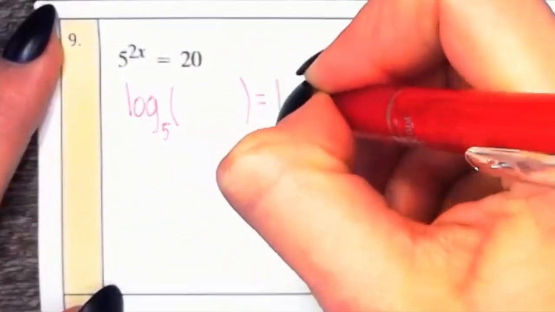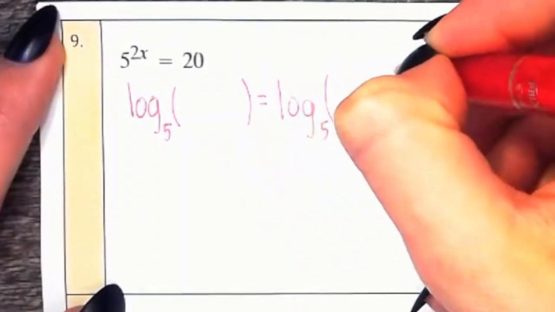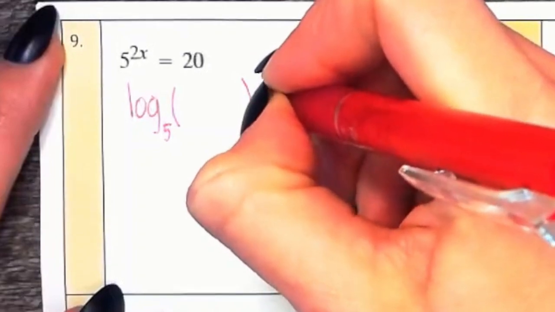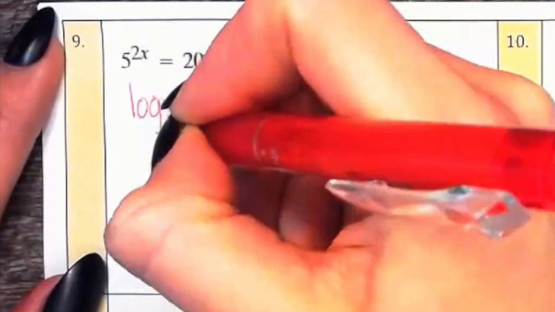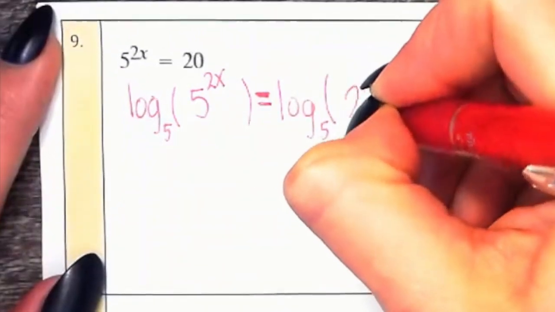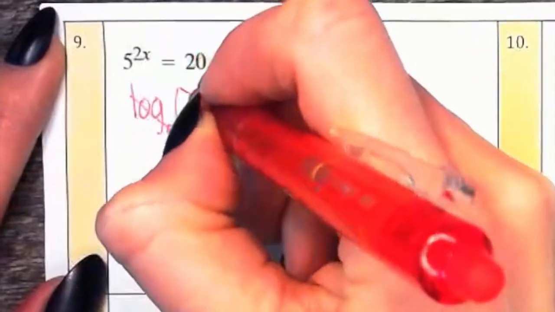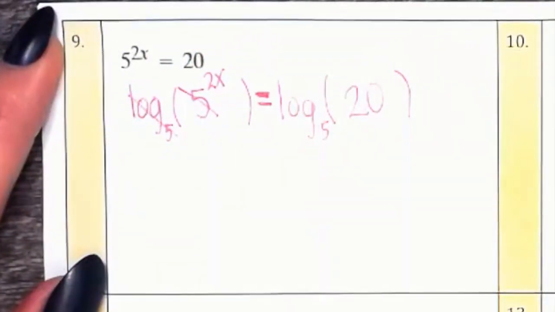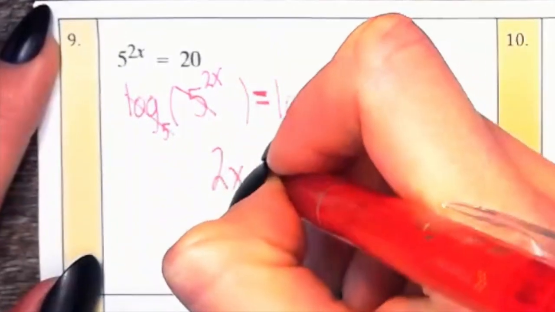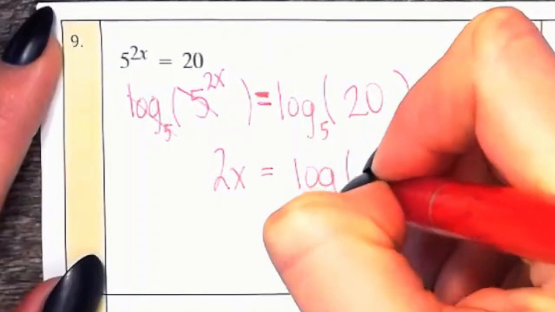Now, why is it we're taking log base 5? It's because the base of our exponential is 5. They have to match. It's like salt and pepper shakers. You've got to have a matching set. What are we taking the log of on each side? It's 5 to the 2x, and over here we have 20. I showed you in the last video that log base 5 and 5 to the 2x basically cross out, and you're left with just 2x equals log base 5 of 20.